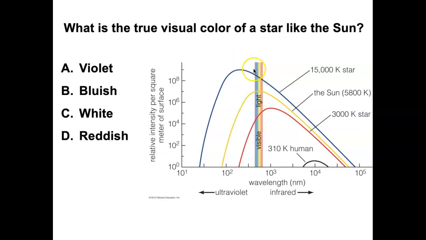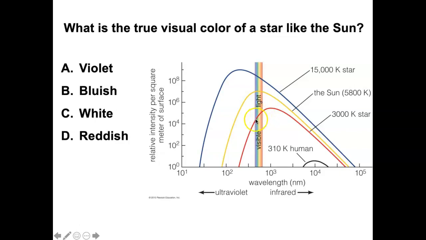This 15,000 Kelvin star is giving off all the colors of the rainbow, because every black body gives off all the colors of the rainbow. But it's brightest in the blue, so you look at this hot star and it's going to look blue to the naked eye. Look at the 3,000 Kelvin star.